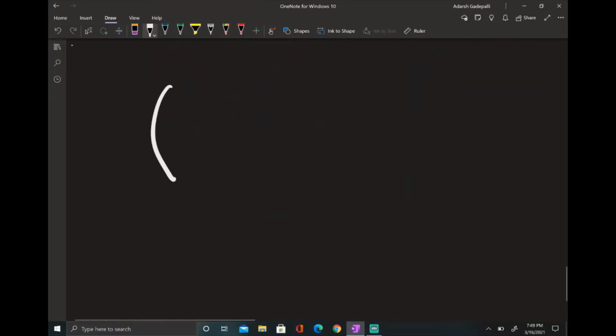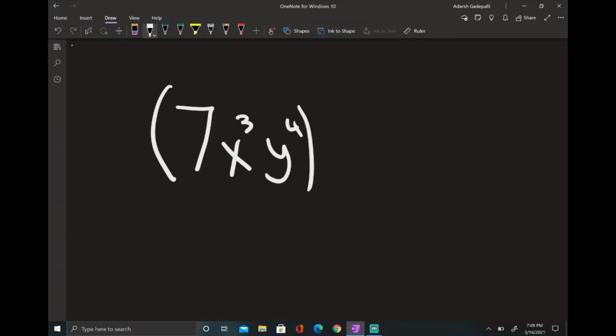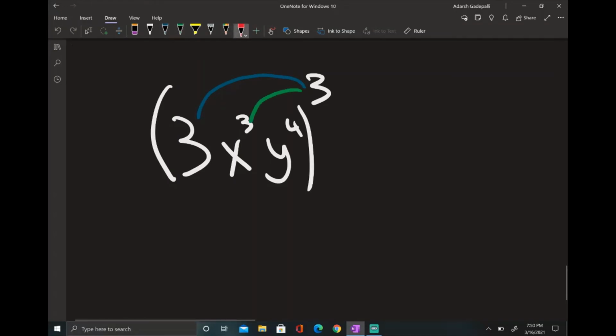And then let's do a parentheses problem. Say 3x cubed y to the fourth, all to the third. Let me not do 7, let me do 3. When it comes to parentheses problems, it's kind of like a distribution, I guess. What I mean by that is you would have to cube everything in there, so all the terms. So you have to cube 3, x cubed, and y to the fourth.